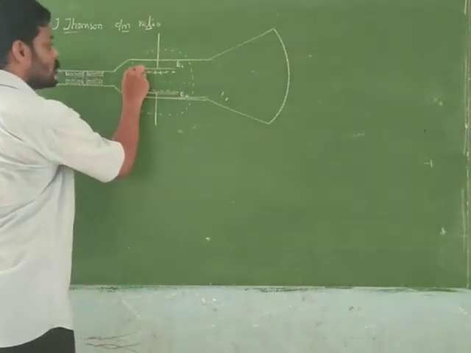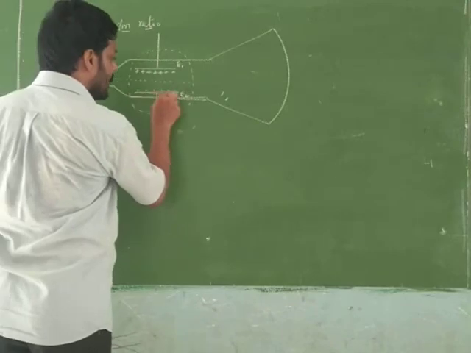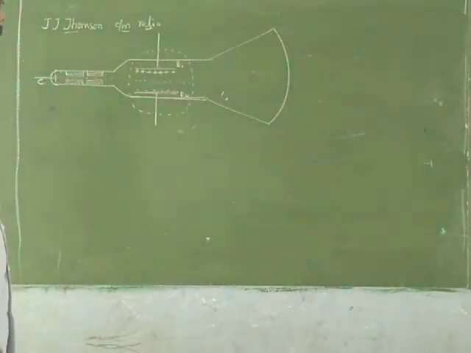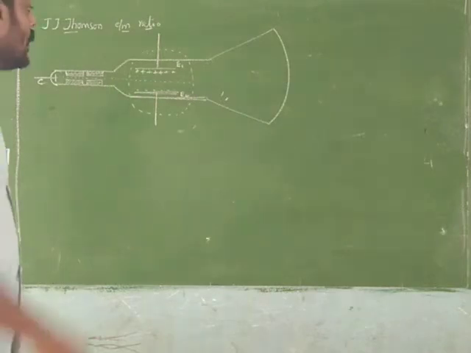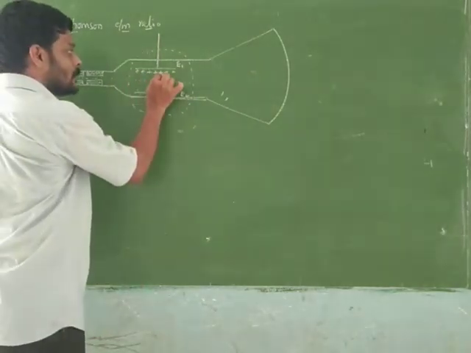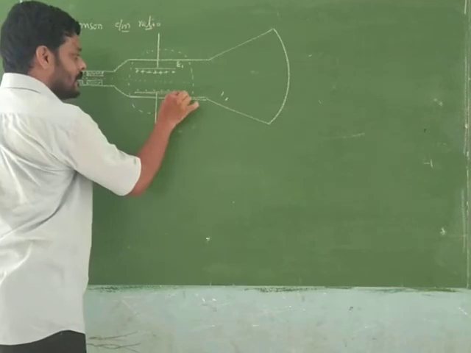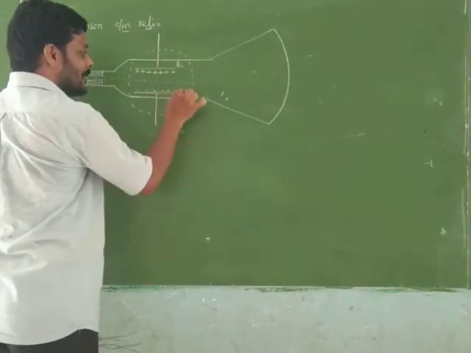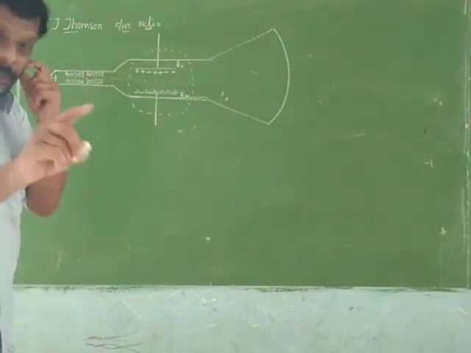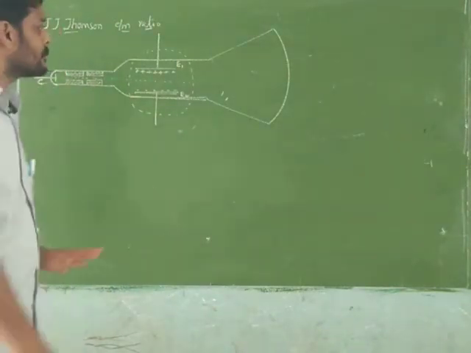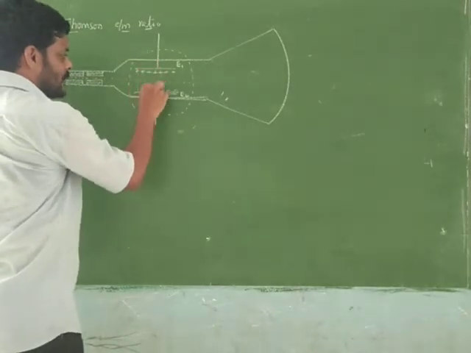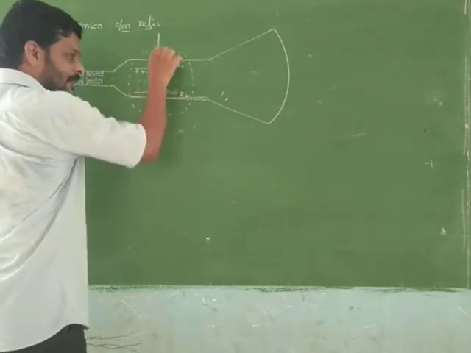Here there are two metal plates placed perpendicular to the motion of the cathode rays. One plate is connected with the positive terminal of the battery and the other one is connected with the negative terminal of the battery. Let these be E1 and E2. We know that the field intensity is acting like this, from the positive terminal to the negative terminal. The field is there.